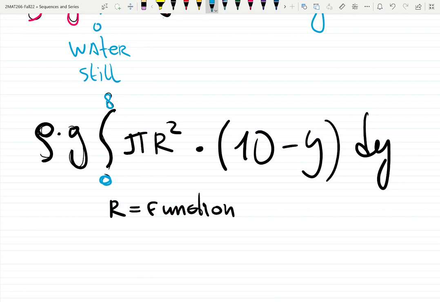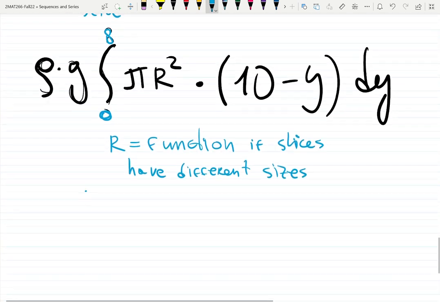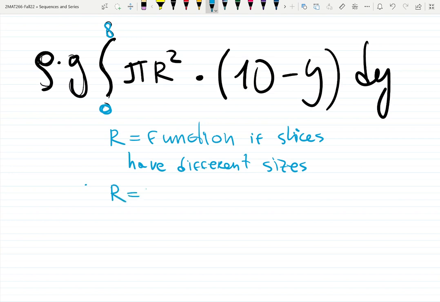If, let me change the color. Radius is a function if slices have different sizes, right? That makes sense. Slices have different sizes. It kind of rhymes. So then radius may be your function y, or whatever that is. Or you do correlation. We had like square root, if you remember, x minus y squared. Or we had triangles and blah, blah, blah.